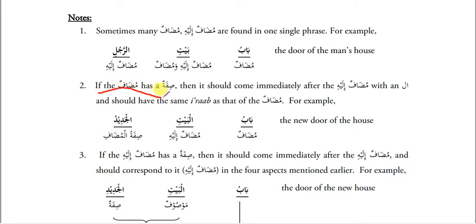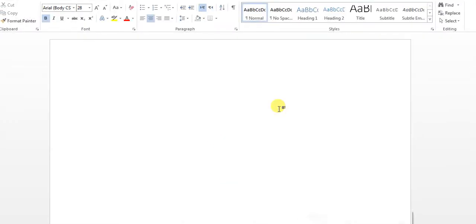Now, if the muzaf has a sifat, just imagine a sentence of muzaf ilayh where the muzaf will have a sifat, then what will be the i'rab of that? The sifat should come immediately after the muzaf ilayh with an alif lam, and should have the same i'rab as the muzaf. This is very difficult and very new for you. For example, I want to say this is the house of a good boy. Good boy is waladun salihun. This means good boy.